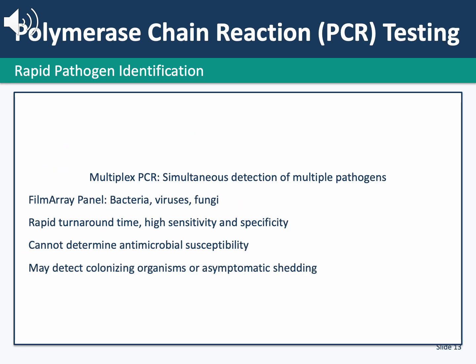PCR-based molecular diagnostics have revolutionized the diagnosis of CNS infections. Multiplex PCR panels can simultaneously detect multiple common CNS pathogens, including bacteria, viruses, and fungi from a single CSF sample. Examples include the FilmArray meningitis encephalitis panel, which can identify common bacterial pathogens, viruses, and fungi. PCR has several advantages over traditional culture methods, including rapid turnaround time, high sensitivity and specificity, and ability to detect non-viable organisms.